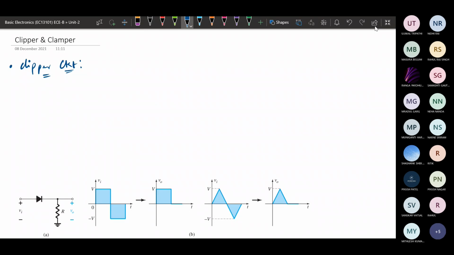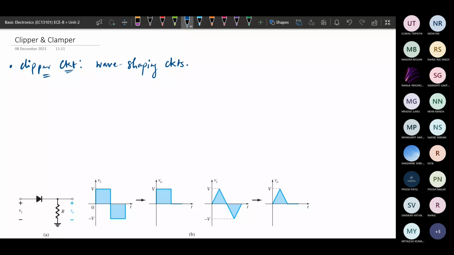As the name suggests, it is a clipper circuit. It clips whatever input we provide to the circuit. These circuits are called wave shaping circuits. Wave shaping circuit means whatever waveform we give as the input, it will do some modification to the input and provide an output with a different orientation.